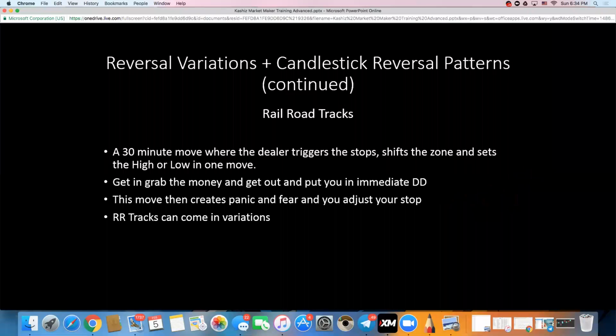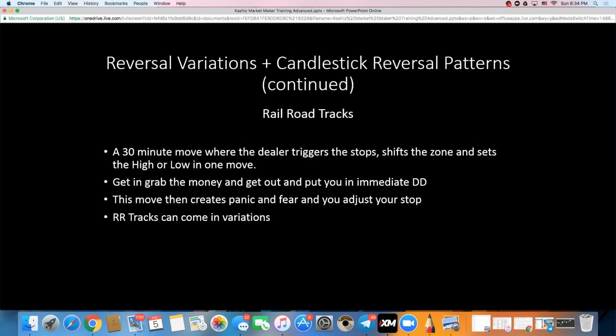This is what railroad tracks are. A 30-minute move where the dealer triggers stops, shifts the zone, and sets the high or low in one move. Get in, grab the money, and get out, and put you in immediate DD. What does double D mean? It means drawdown. This move then creates panic and fear, and you adjust your stop loss.